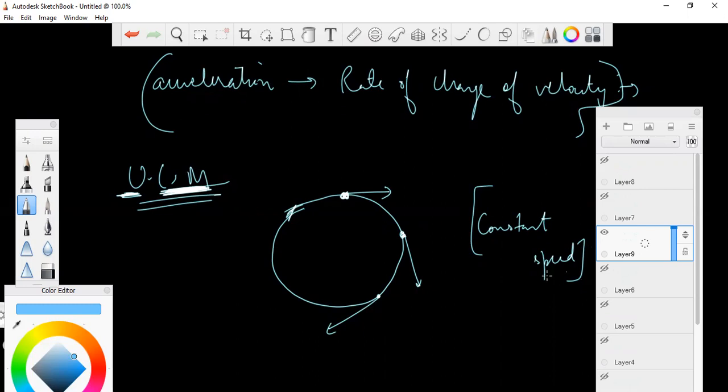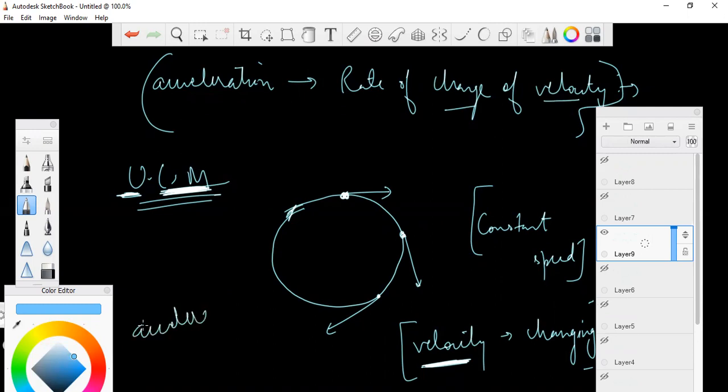So here speed is constant, but velocity is changing, because velocity has both magnitude as well as direction. If the direction is changing, that means the velocity is changing. If velocity is changing, then there is a change in velocity, then there is acceleration. Acceleration is present, and we'll learn what that acceleration is later. So it is possible that a body is under acceleration, yet the speed is not changing. Is that clear?